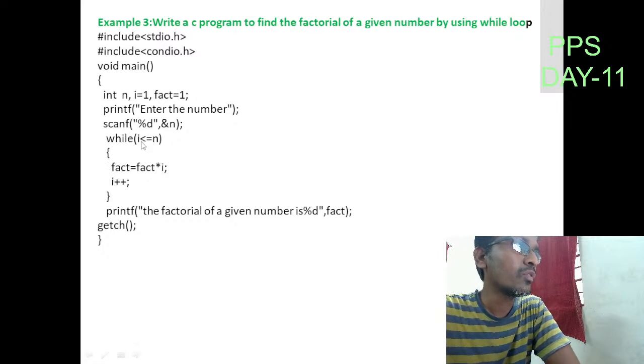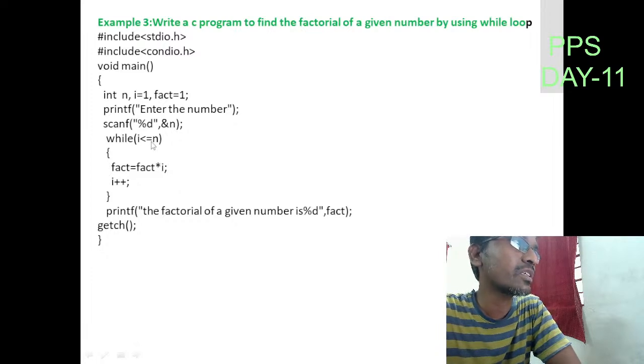Now it is 4. 4 less than or equal to 5 is true. Previously I got 6, now i value is 4, so 6 into 4, then I got 24. Then i is incremented to 5. 5 less than or equal to 5, again it is true. Then 24 into 5 is 120. And again the i value is incremented. Now it is 6. 6 less than or equal to n, so the condition is false.